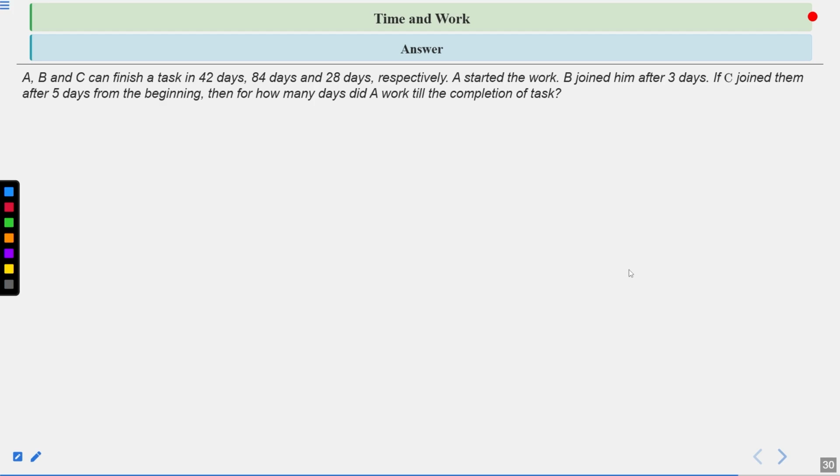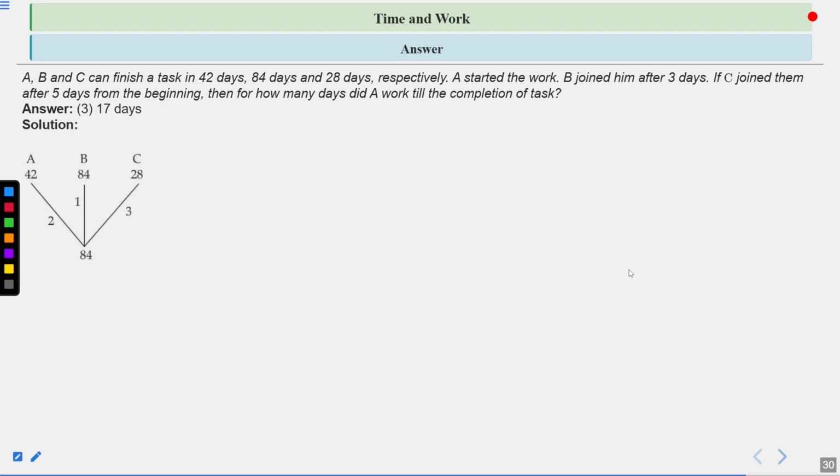The question says that A started the work, B joined him after 3 days, and C joined them after 5 days from the beginning. Then for how many days did A work till the completion of the task? So we can calculate it. The correct answer of this question is the third one, which is 17 days. Now see the detailed solution.